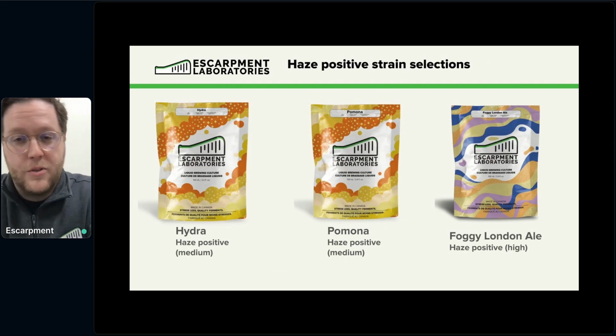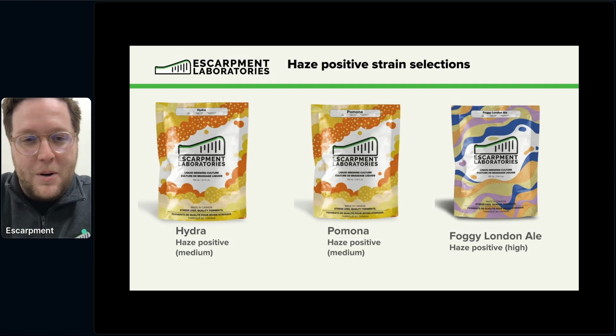So if you're looking to select a haze positive yeast for your hazy IPAs, the yeast does make a difference. Some yeasts will make it easier to achieve a stable haze. Some will make it more difficult. So you do have some options. The classic go-to is the Foggy London Ale. It works. It's super reliable. And there are new options as well.